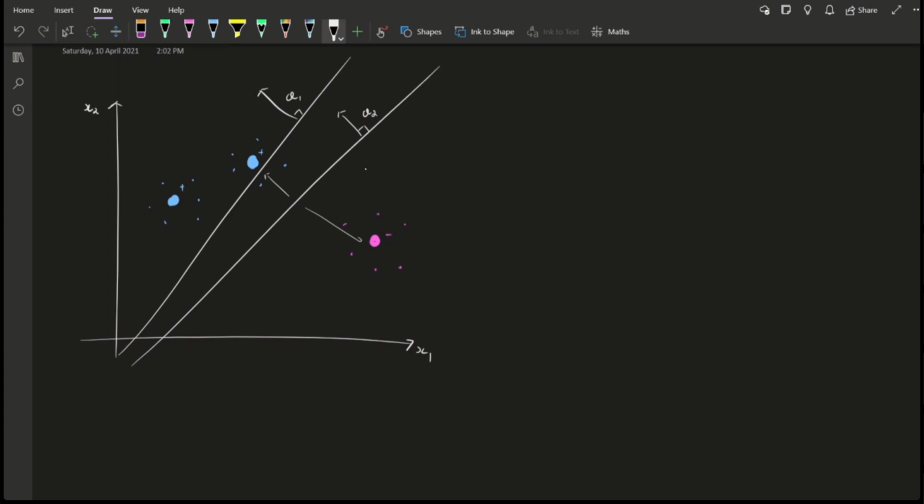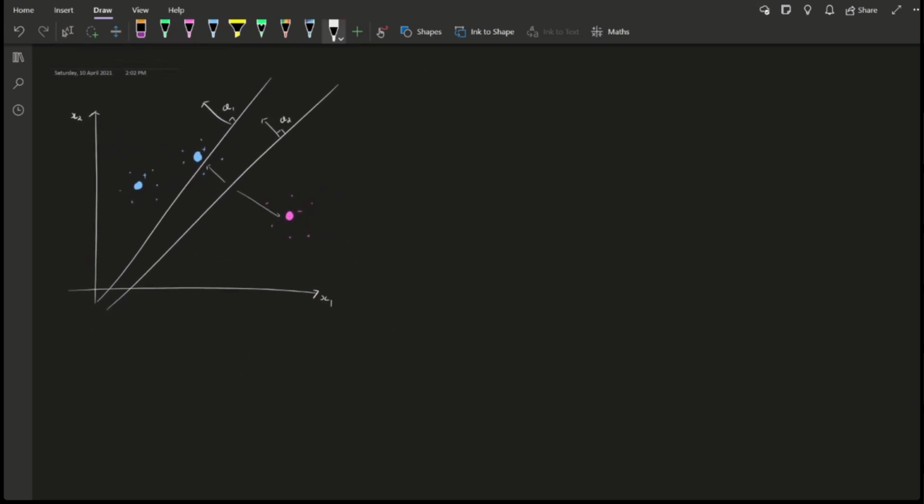So that points to a desirable property that we want for our decision boundary, which is for it to be spaced out from the training samples. So we want it to lie in the middle between the two clusters of points. So let's talk about how we can make that happen, how we can address this.